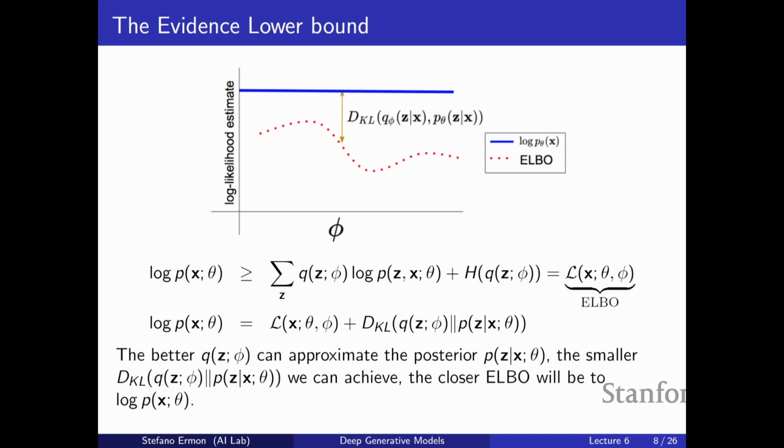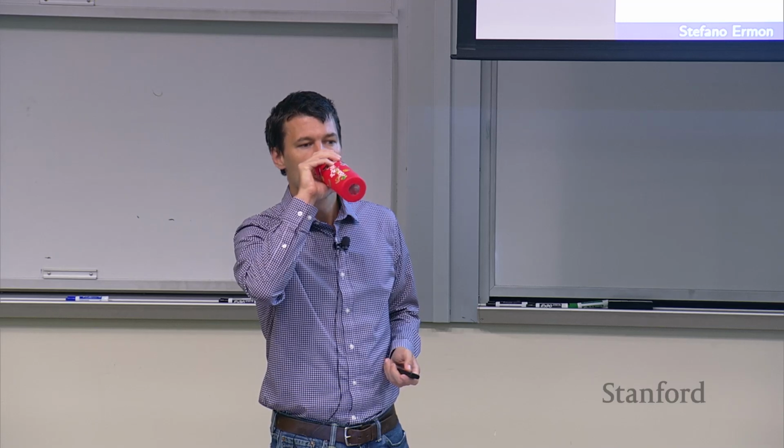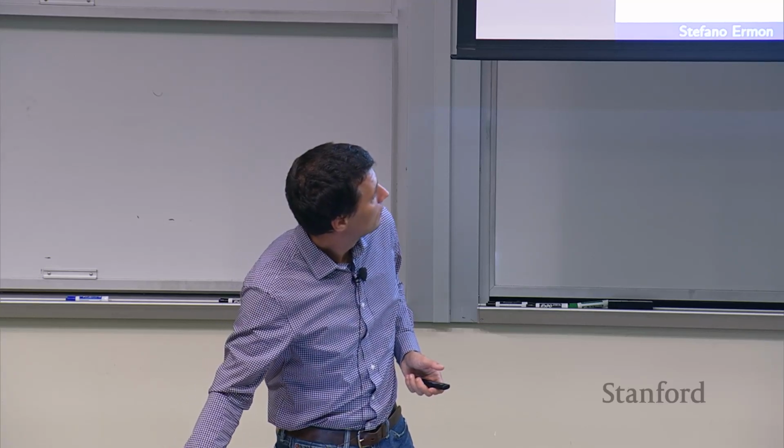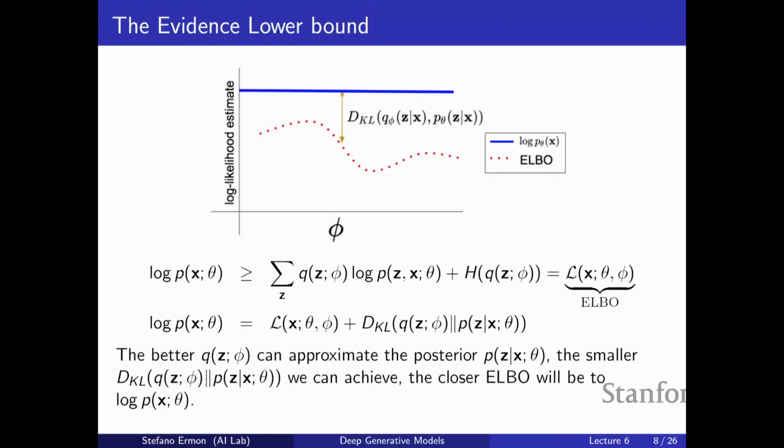Isn't KL divergence non-negative? Shouldn't it be a minus KL divergence to be a lower bound? I think it's fine, because basically L is below, right? So the log probability is always above.